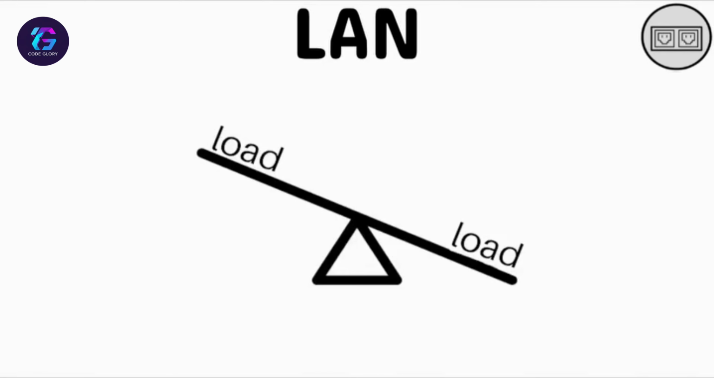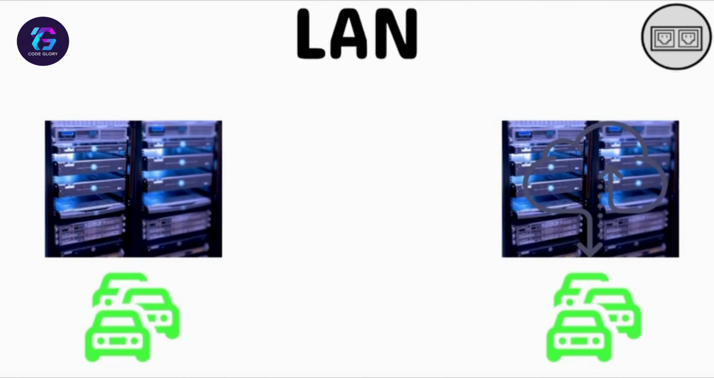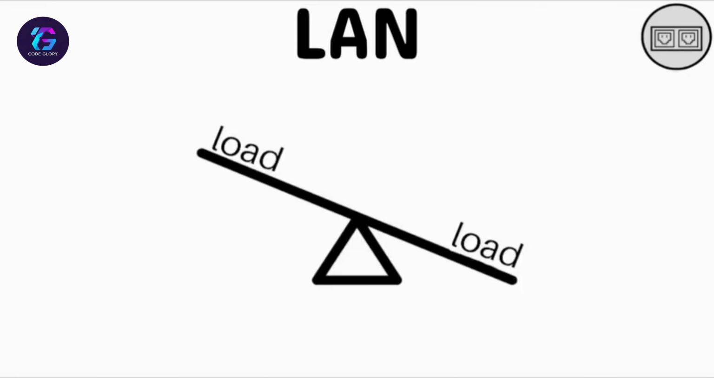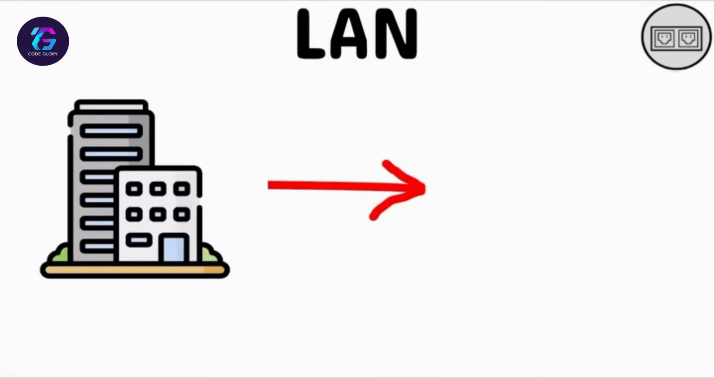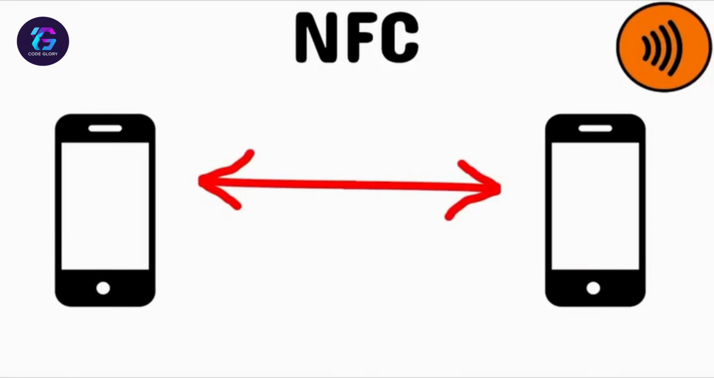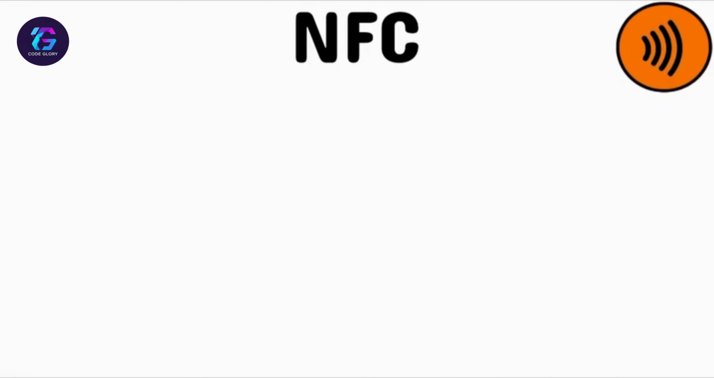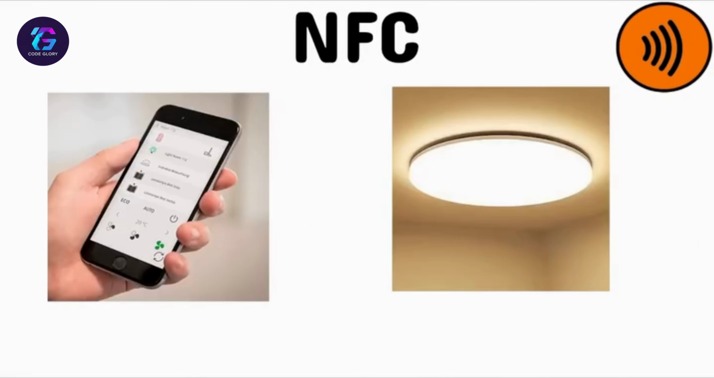A load balancer distributes network traffic across multiple servers, ensuring no single server is overwhelmed with too much traffic. Load balancing improves website uptime, application performance, and scalability, allowing businesses to manage large amounts of traffic while maintaining reliability and speed. NFC allows devices to exchange data over short distances, typically less than 10 cm. It's widely used for contactless payments like Apple Pay, quick device pairing, and access control systems.